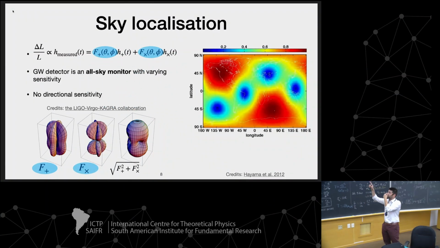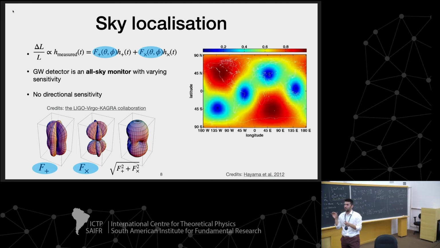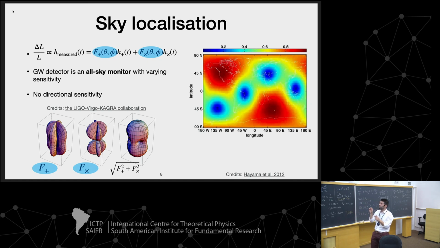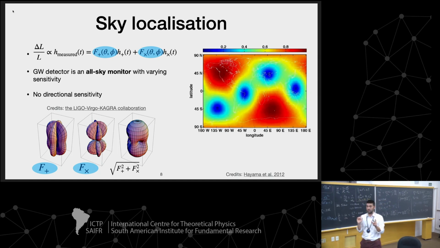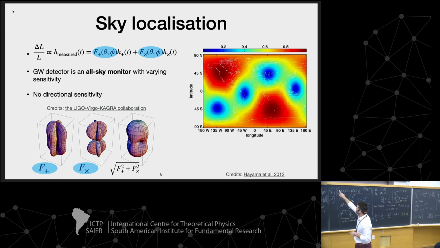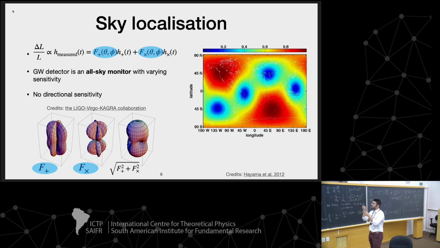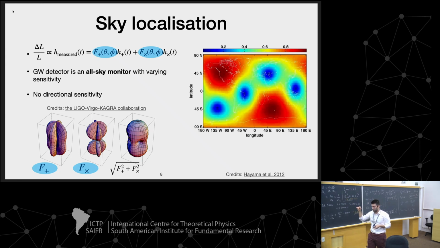So the waveform that the detector measures is a combination of the so-called antenna patterns, which are the functions called F in the first equation, and you have one antenna pattern for each polarization of the gravitational wave. So a gravitational wave detector is an all-sky monitor with varied sensitivity. The usual plot that is proposed is this one at the bottom, where you have the square root of the sum of the squares of the two antenna pattern polarizations, where the detector is placed exactly in the middle. Those are called blind spots.